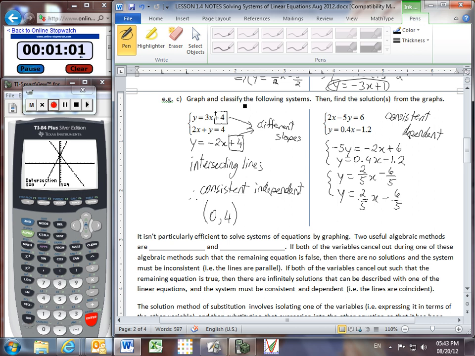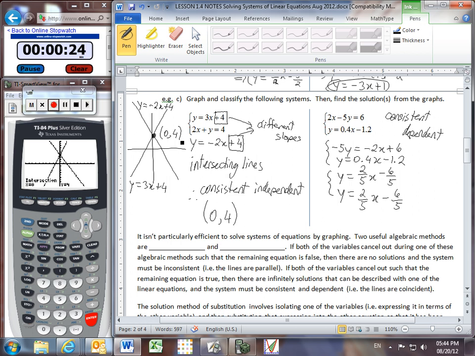So there, I've classified it, and then I need to find the solutions from the graphs. I've actually realized I haven't solved the problem like I was supposed to, have I? In order to give evidence that I graphed it, I should really draw a sketch of the graph. And so here we go. There's my line y equals 3x plus 4, and here's my line y equals -2x plus 4. And here, that's the point where they intersect at 0,4. There we go, that's solving by graphing.